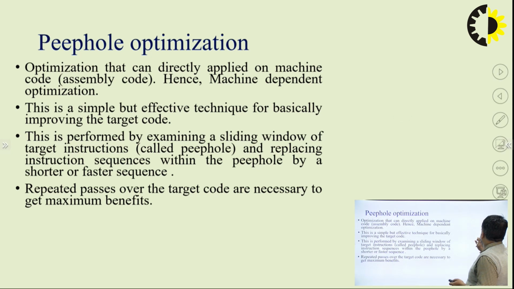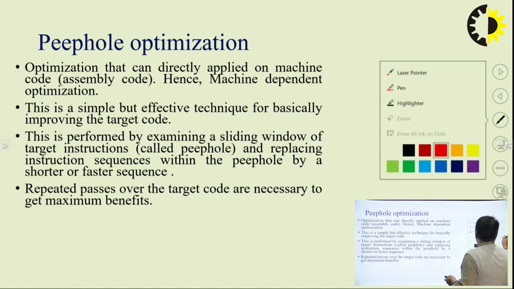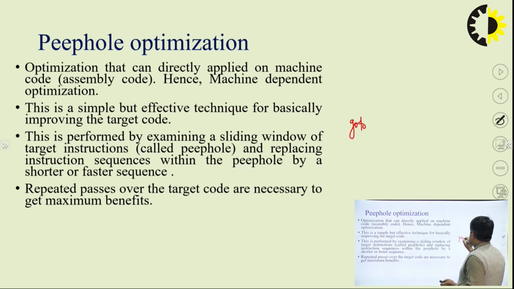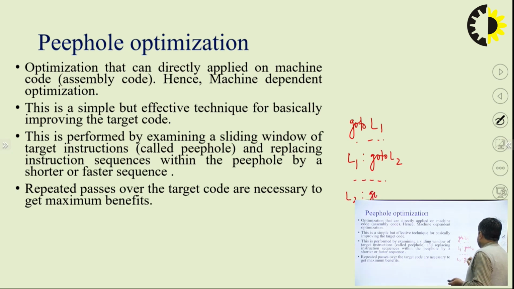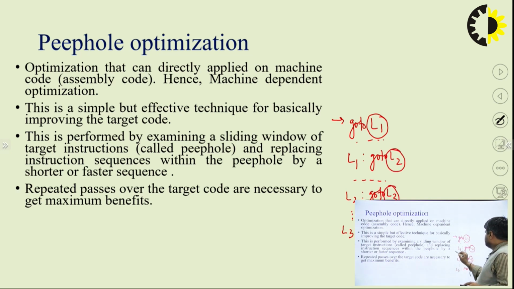For example, suppose I have written go to L1. After that there is a sequence of instructions, after that L1: go to L2, after that some instructions, L2: go to L3, after that many instructions, and L3: move R0, A, which moves the value of R0 into A. So you can see, from this position it tells you go to L1, and L1 tells you go to L2, and L2 tells you go to L3. After that this statement gets executed.